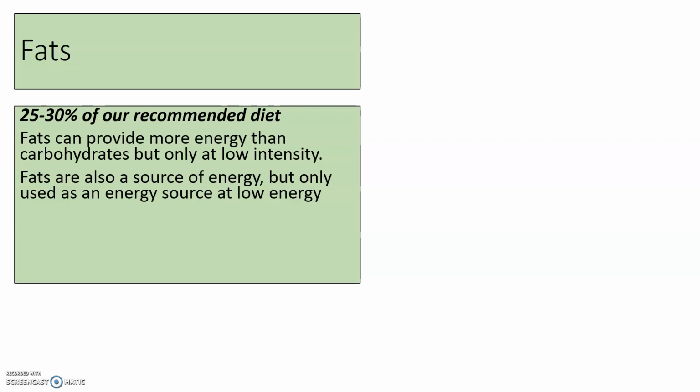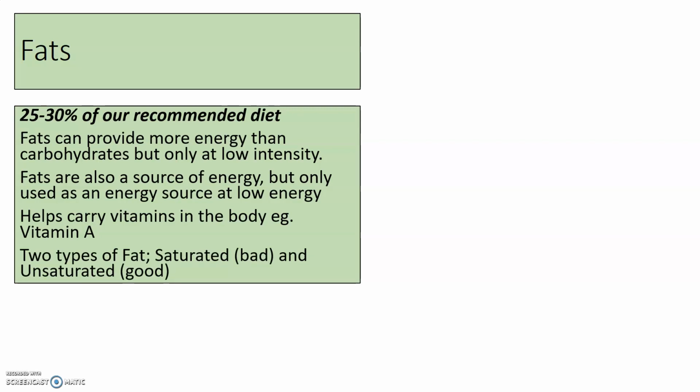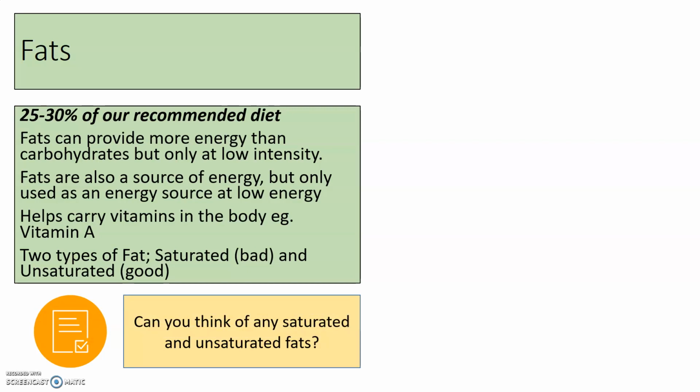So fats are a source of energy, but only at low activity, low intensity. It also helps carry vitamins in the body, things like vitamin A, vitamin B12, vitamin C. It helps to carry them to the right parts of the body. And we've got two types of fats: saturated, which are referred to as bad fats, and unsaturated, which are referred to as good fats. So again, can you think of any examples of good fats, unsaturated fats, and saturated fats?